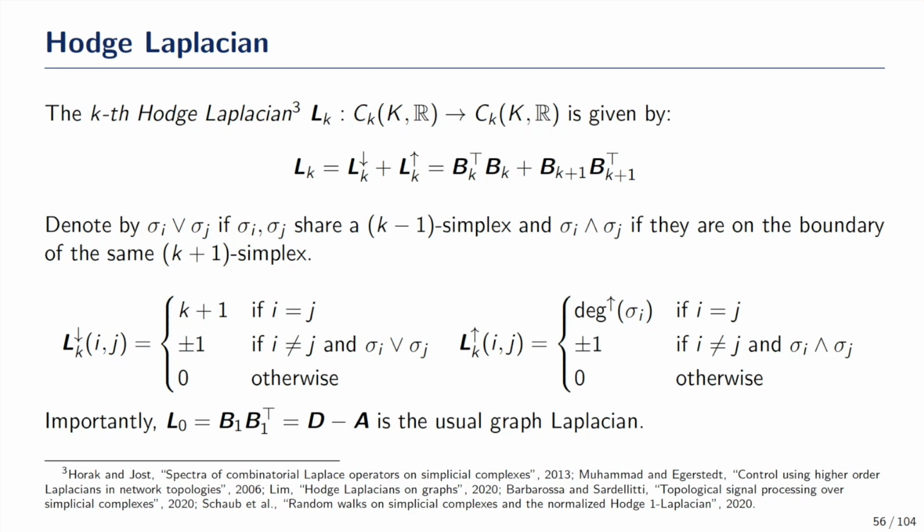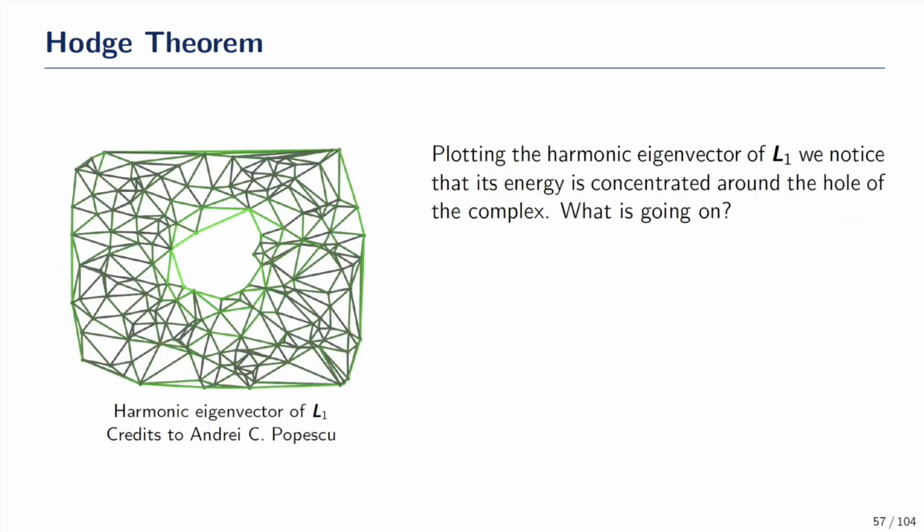That's because you have a B0 that's 0, so it just disappears. And you can show this is equal to the degree matrix minus the adjacency matrix, which is the classic graph Laplacian definition you see. All right. Now, let's plot some eigenvectors of this Laplacian just to get a qualitative feeling for what it's actually doing.